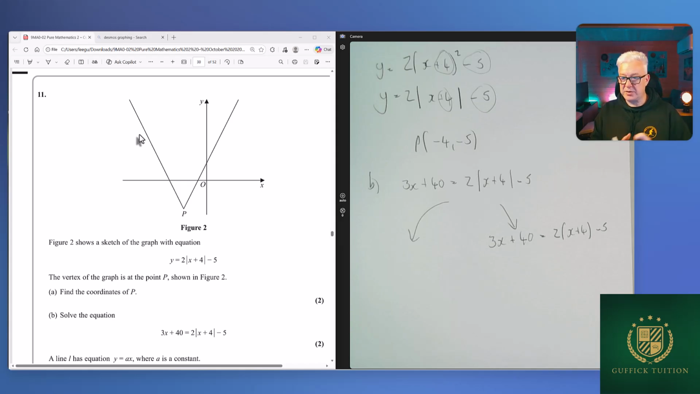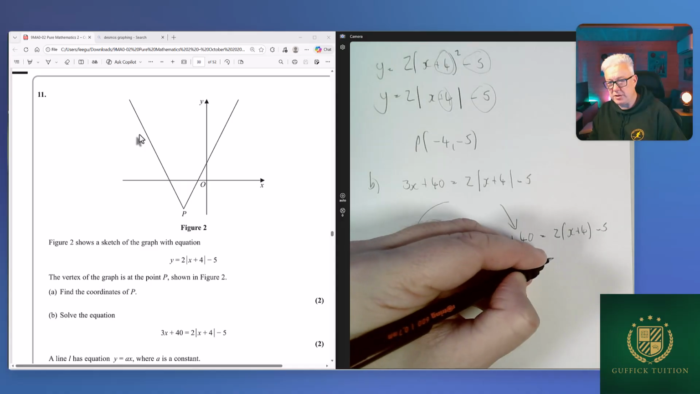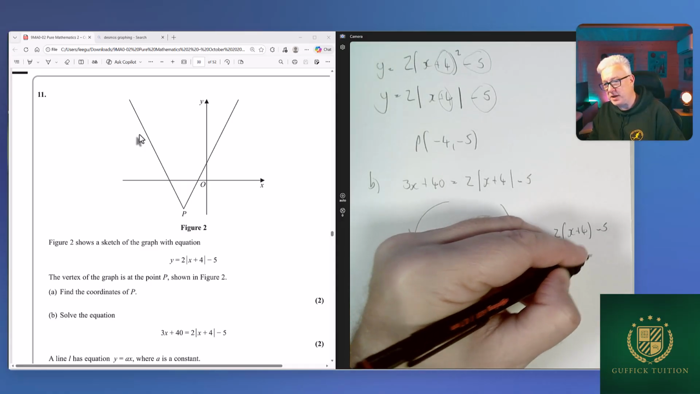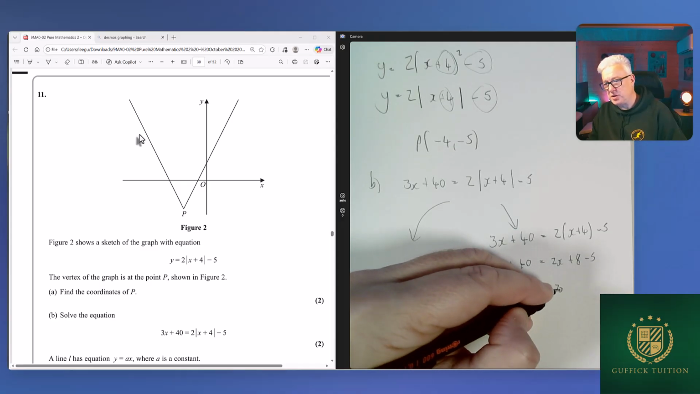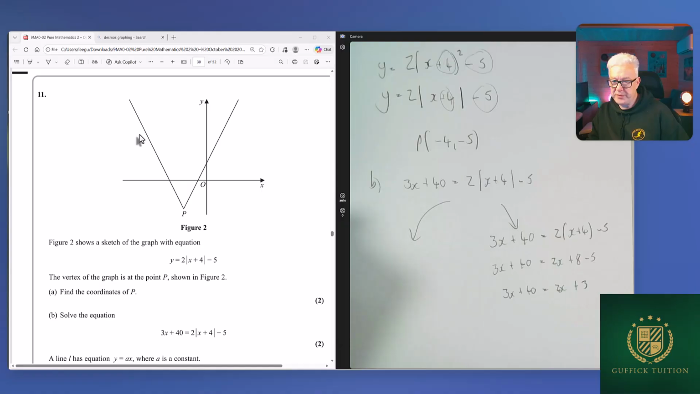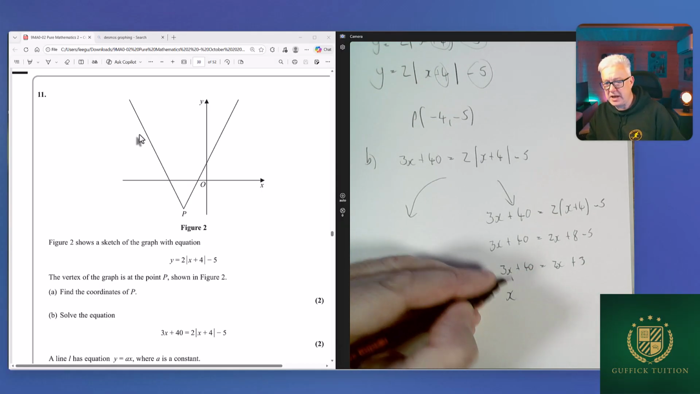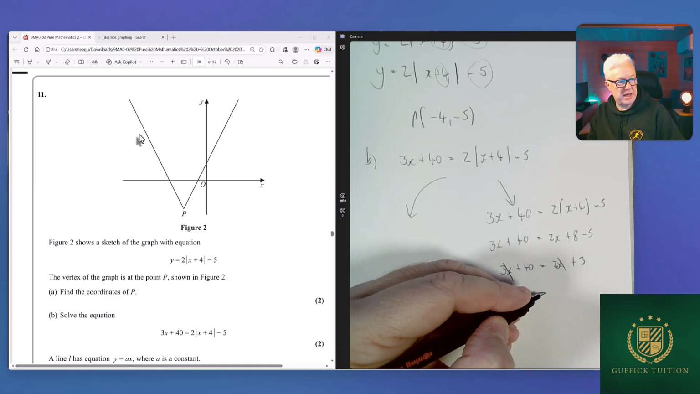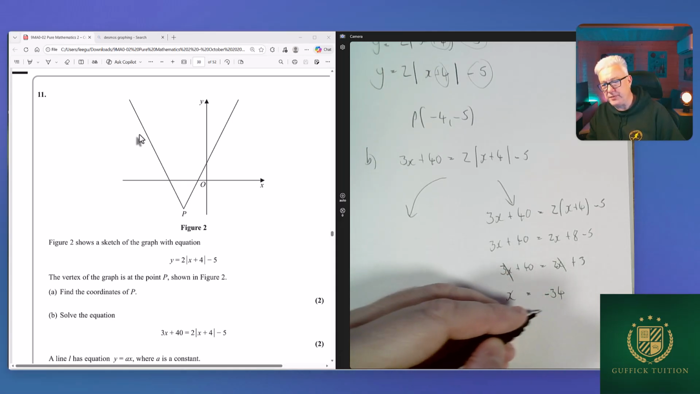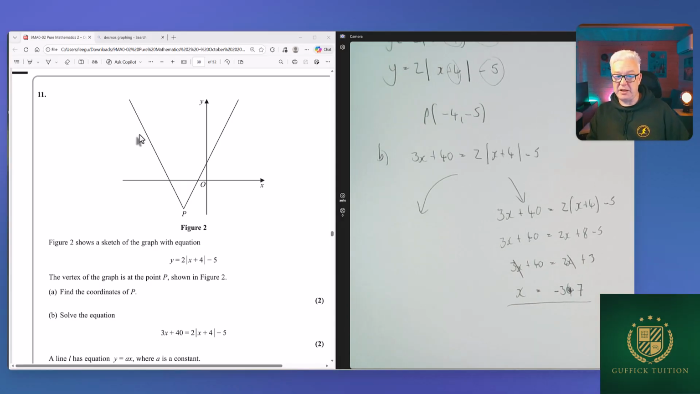Okay, so that's what we're going to do. So we have 3x + 40 = 2x + 8 - 5. So we have 3x + 40 = 2x + 3. So therefore take off 2x off both sides and that gives us x. So taking off 2x off both sides, x is going to equal -37. Oops, not -34, -37.